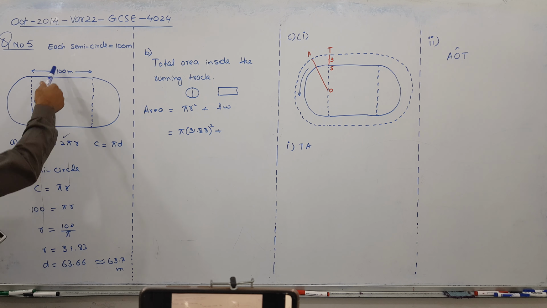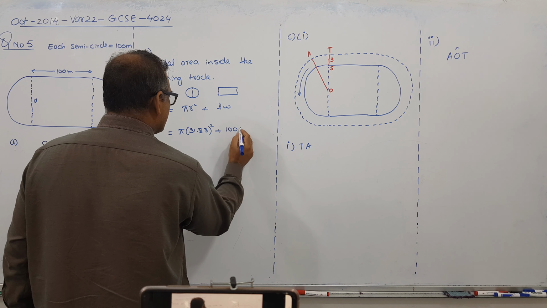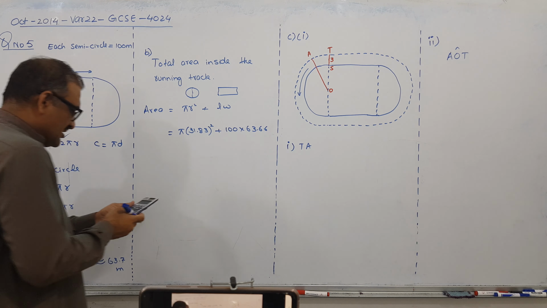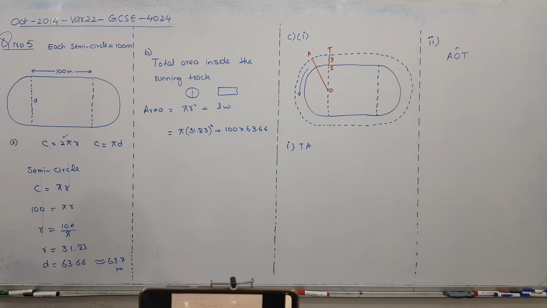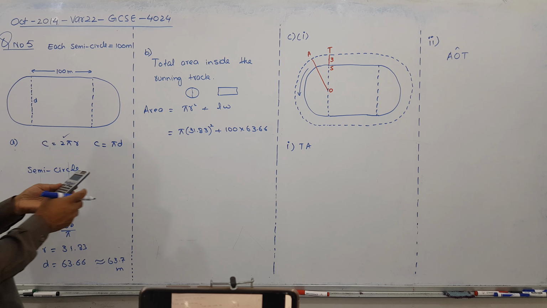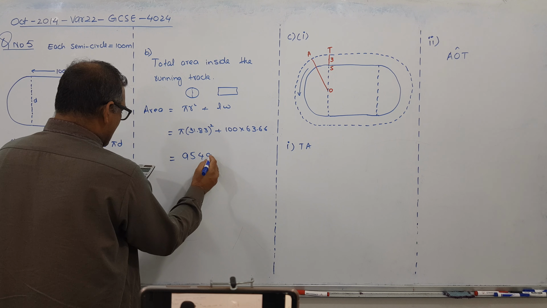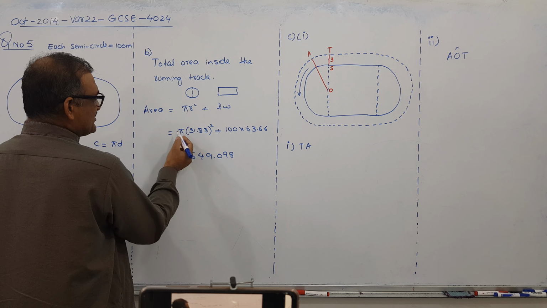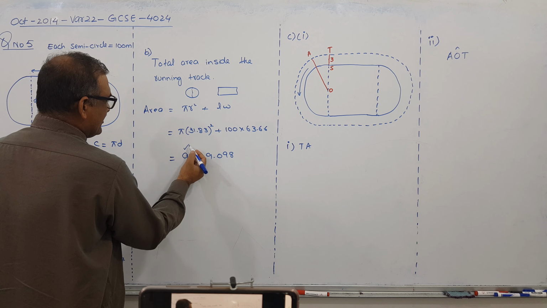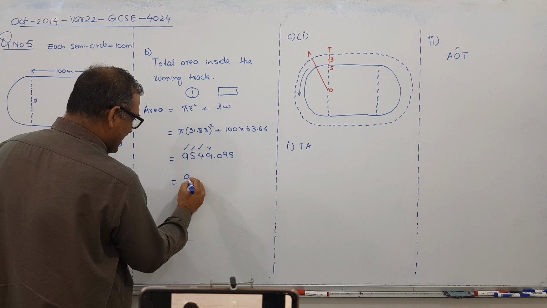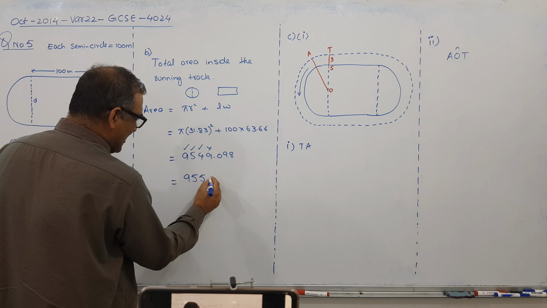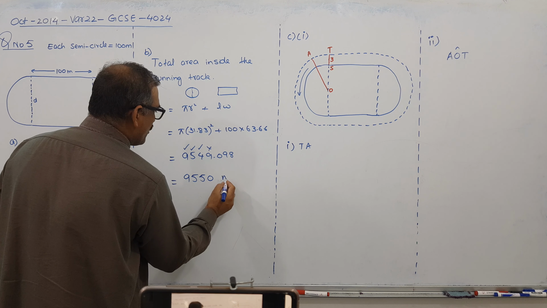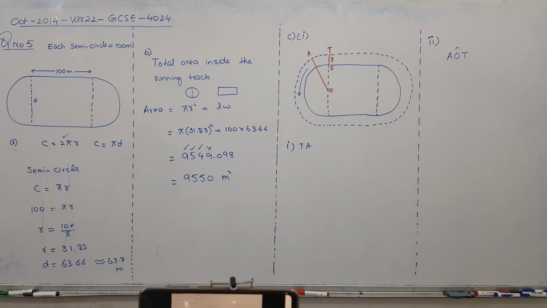And the length is 100, and this is the diameter. So 100 times the diameter, or 100 times this. So 100 times 63.66 meter, and plus pi times 31.83 squared. Okay, let me check again. Yes, the answer is coming 9549.0988. But as you know, pi involves recurring numbers, it never stops. So I don't want that. So 95, this is bigger than 4, so add. So 9550 meter squared. I think we got the answer clear.